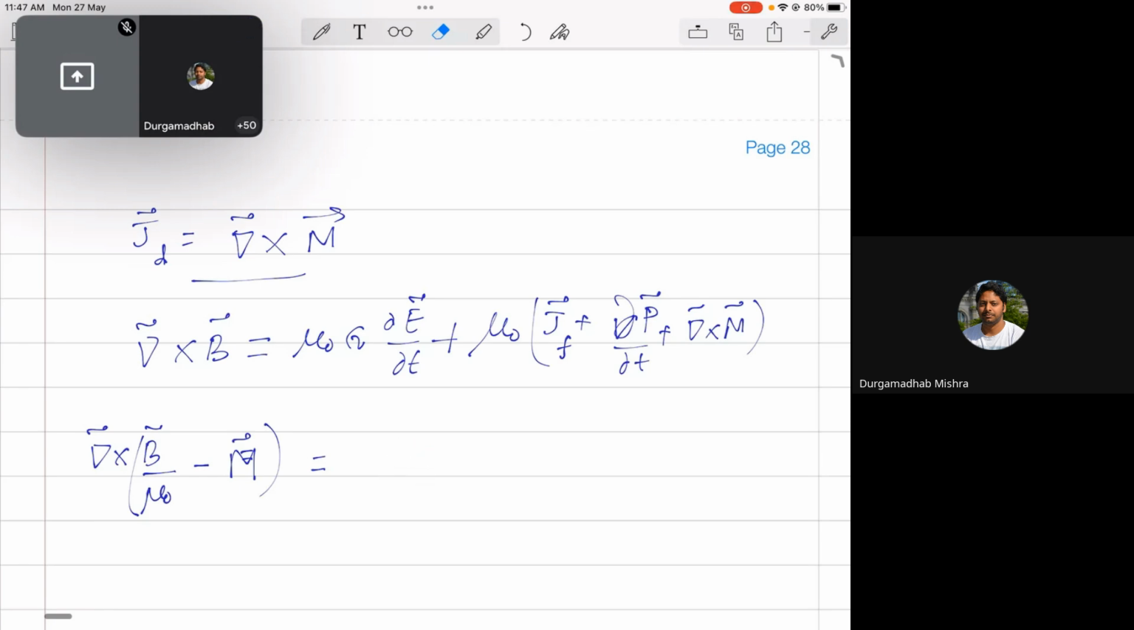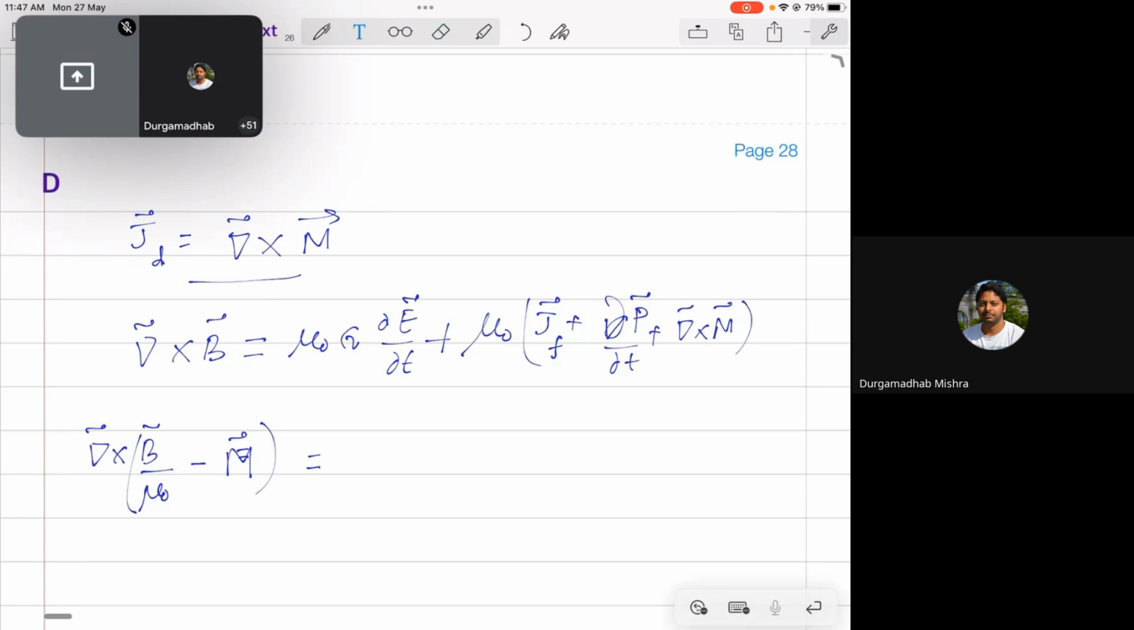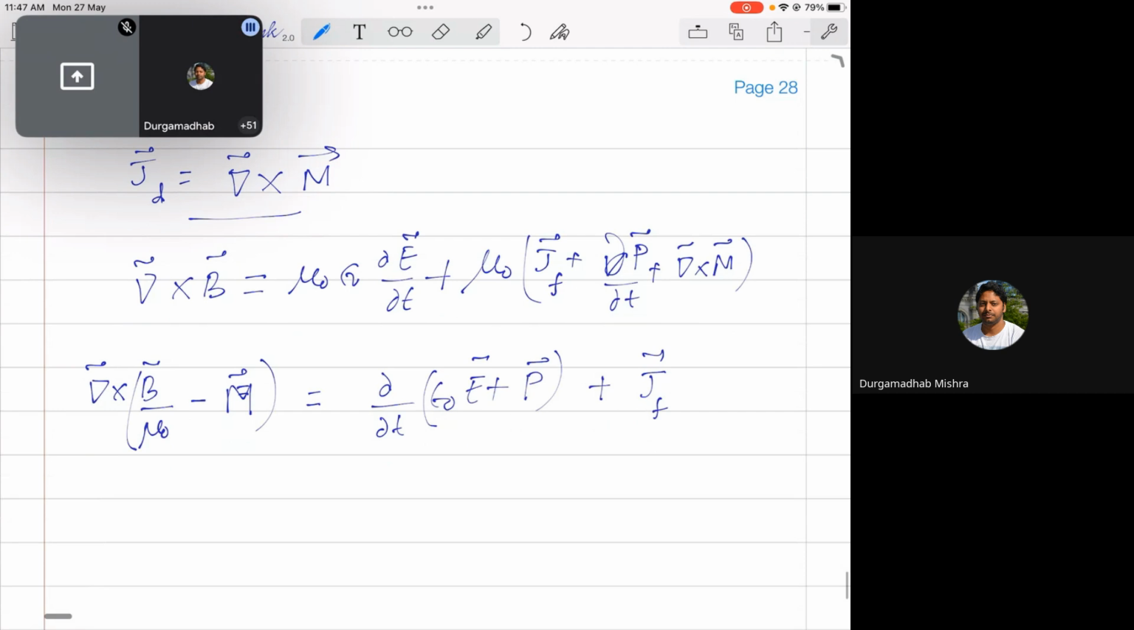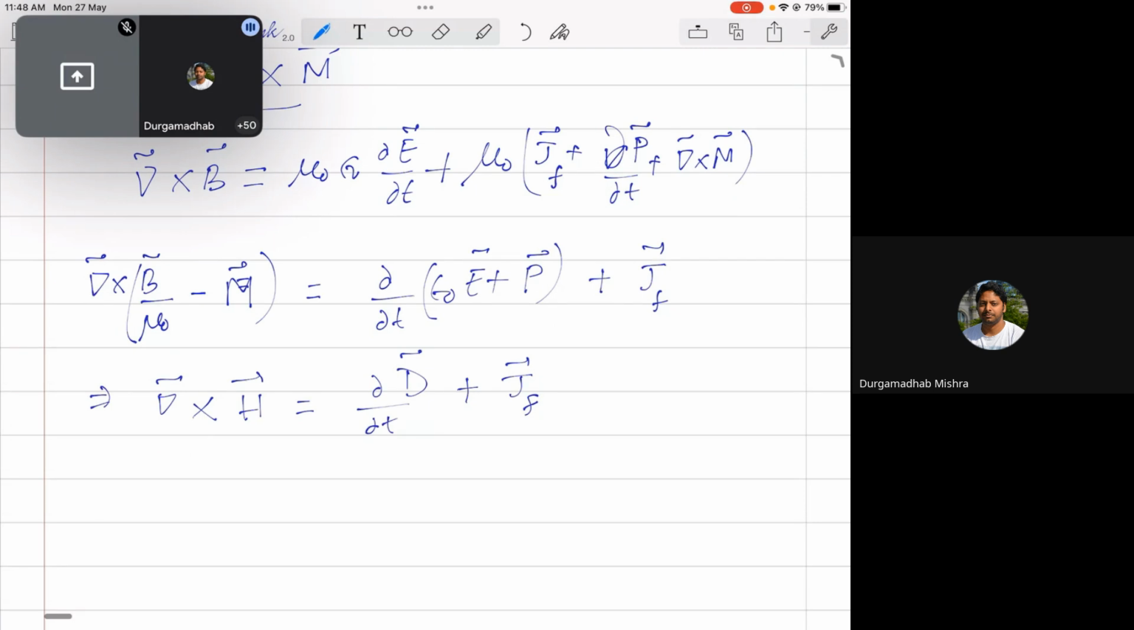So del by del t, I have epsilon naught E plus P on the right hand side, and plus I have this term J. This is nothing but your magnetic field induction, and this term is your electric displacement vector, plus J. So this is now how the fourth equation is modified in a material.